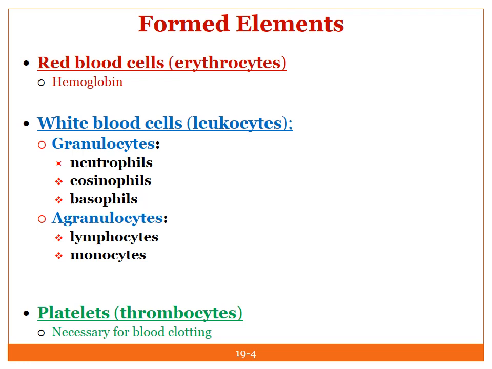The third type of cell is the platelet, also known as thrombocytes. Platelets are not considered to be real cells or complete cells. They're fragments of a larger cell that have been broken off, and platelets have a very important role in creating a blood clot. So it's necessary for blood to be able to create a clot if there's been trauma, injury to a blood vessel. Platelets are the necessary component of creating that clot.